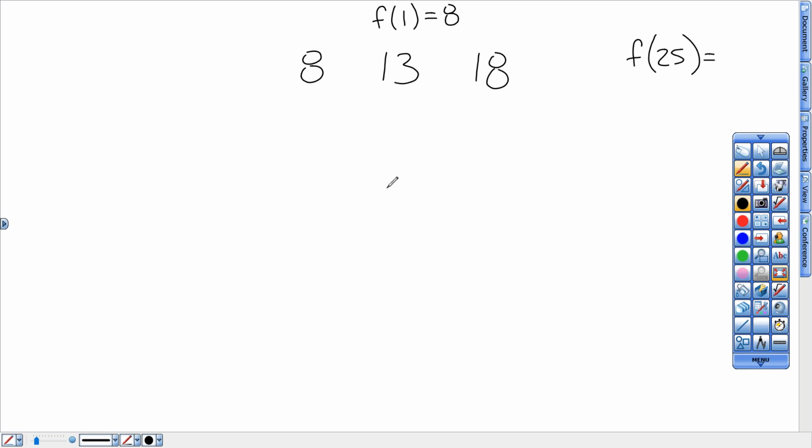This is the math that you have to know how to do. All right, so here we go. They're going to tell you what the first term is. They're going to list it for you just to make sure that you know that that 8 is not the 0 term. That is the first term.